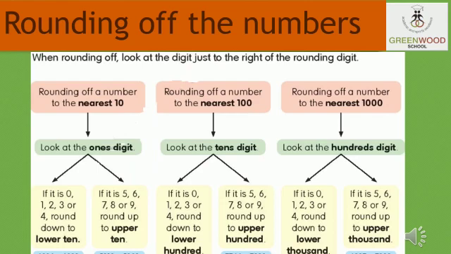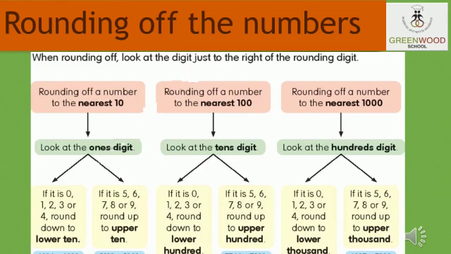If it is 0, 1, 2, 3 or 4, round down to the lower 10. If it is 5, 6, 7, 8 or 9, round up to the upper 10.